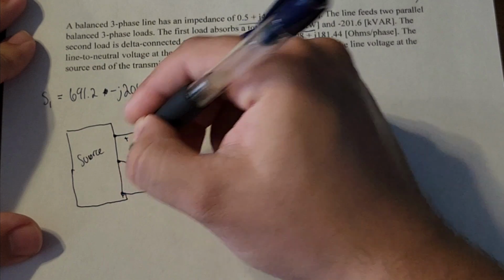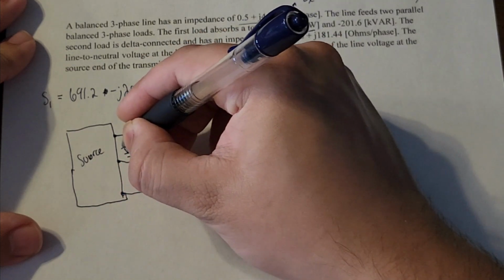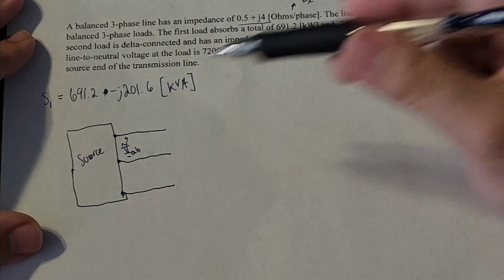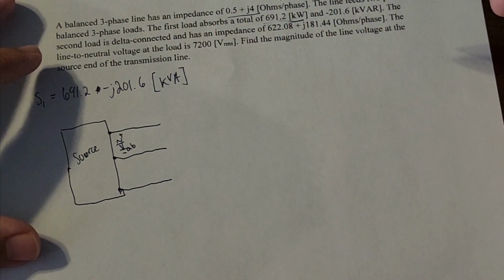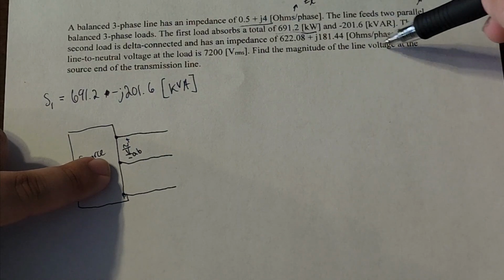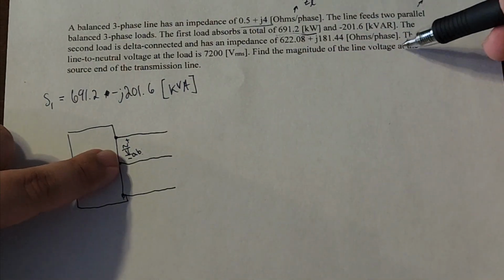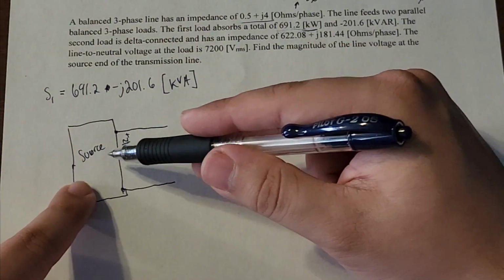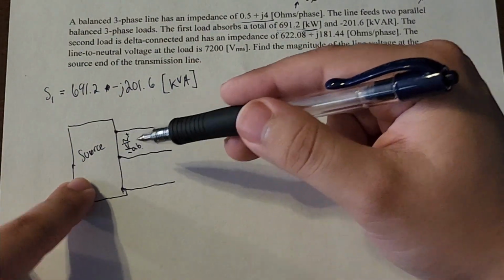So A minus, this is small a, small b. This is what we want to know: the magnitude of the line voltage VAB at the source end of the transmission line. This is what we want to find. The source end of the transmission line and the line voltage.